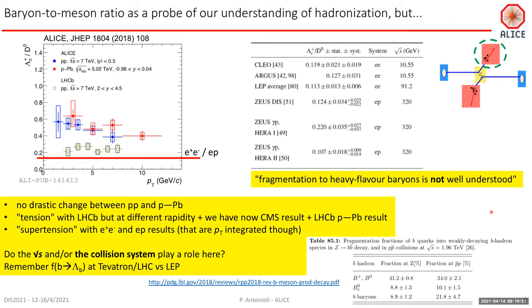But we had some surprise. These results are now becoming a little bit old. The first one was the Lambda_c over D0 for ALICE, where we noted, in a different rapidity region, a tension with the existing result from LHCb at the time, and a kind of super tension with the values that were measured previously in other collision systems. This was also mentioned by Charlotte on the first day of this conference. However, in the past this was somehow already noted, with the difference between the fragmentation fractions to baryons between LEP and CDF.